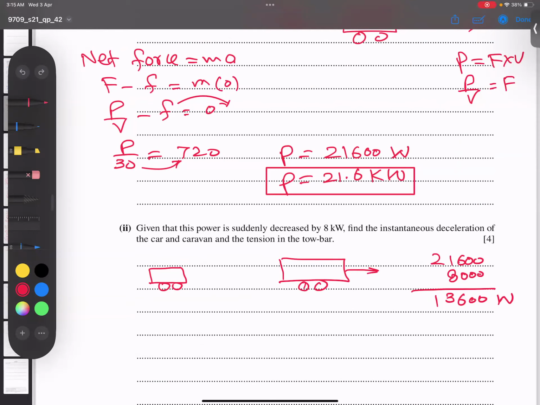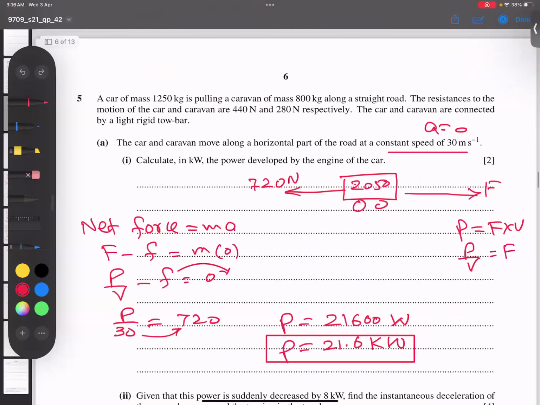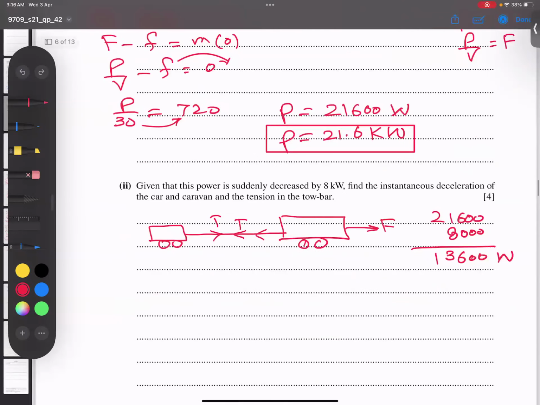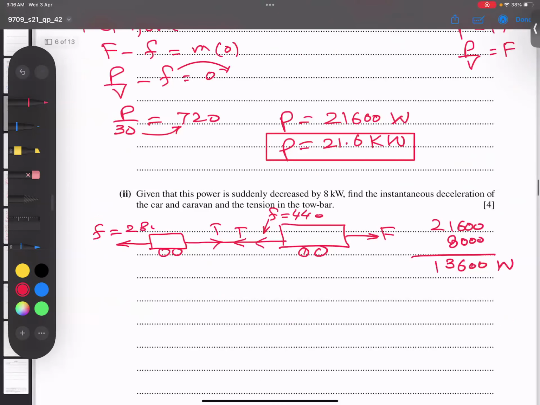We will make 2 equations, but make sure first of all, because the speed is given and the speed is 30, if we divide this by 30, we get a force. So the applied force is here, and tension is naturally towards each other. Do you know it very well? And this friction on the car is what? 440. So 440 friction acting backwards. And one friction acting backward here, which is equal to 280.